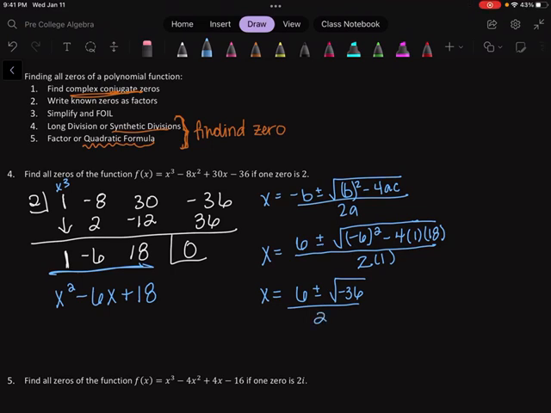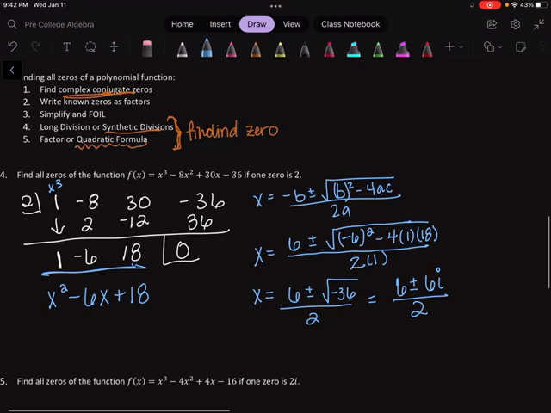And what do we recall about a square root of a negative number? We pop an i out. But the square root of 36 is nice, is it not? So we have 6 plus or minus 6i all over 2. And those 6's can be divided by 2. So it's 3 plus i, 3 minus i.